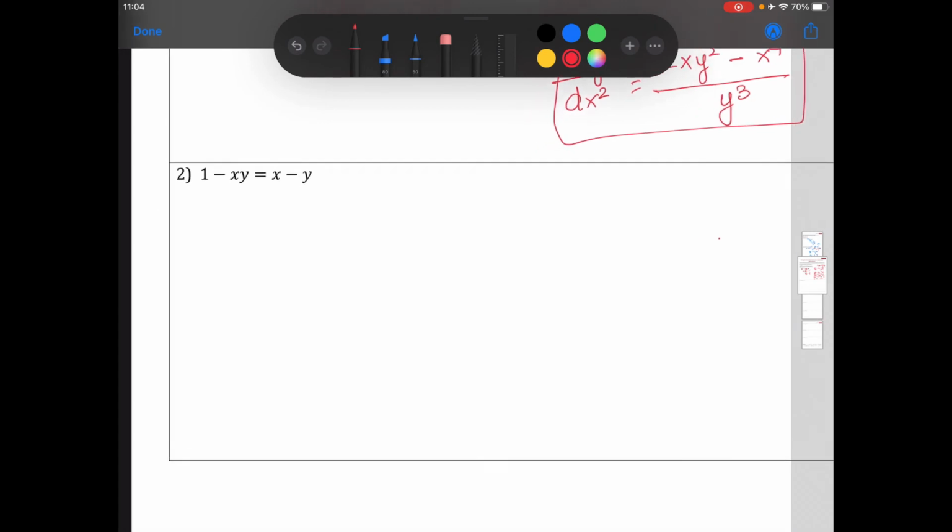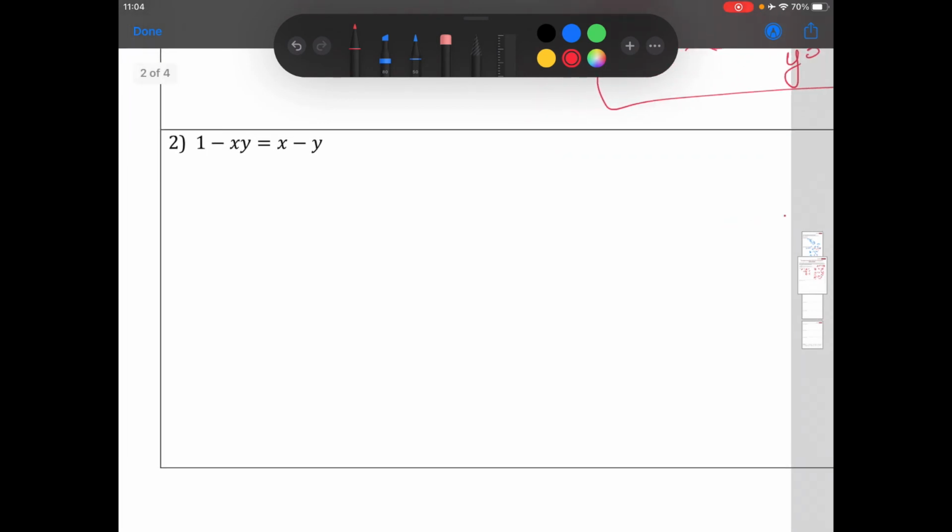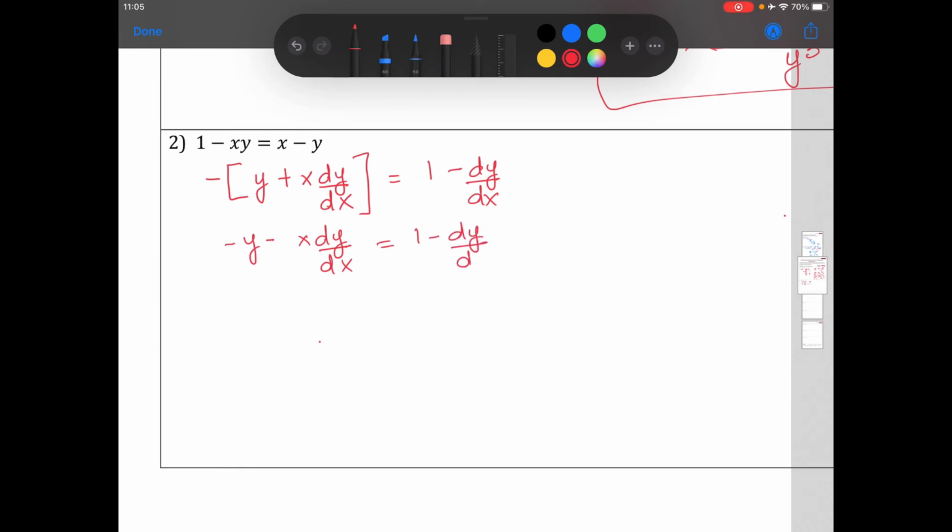Here I'm going to be using implicit differentiation again. The derivative of 1 is 0, so it's going to be negative, and I'm going to use my product rule. So it's going to be y plus x dy over dx equals 1 minus dy over dx. In this case, you have dy over dx on either side, so you're going to put them together. I'm going to distribute my negative. So I have negative y minus x dy over dx equals 1 minus dy over dx.